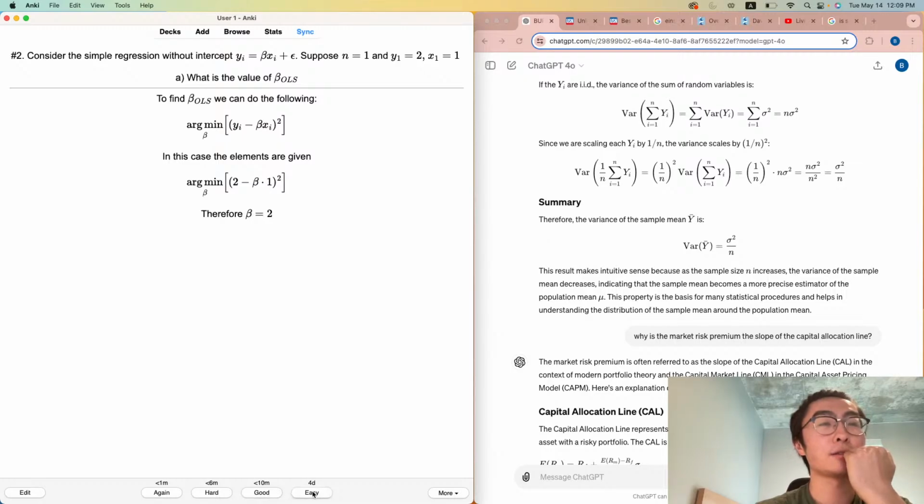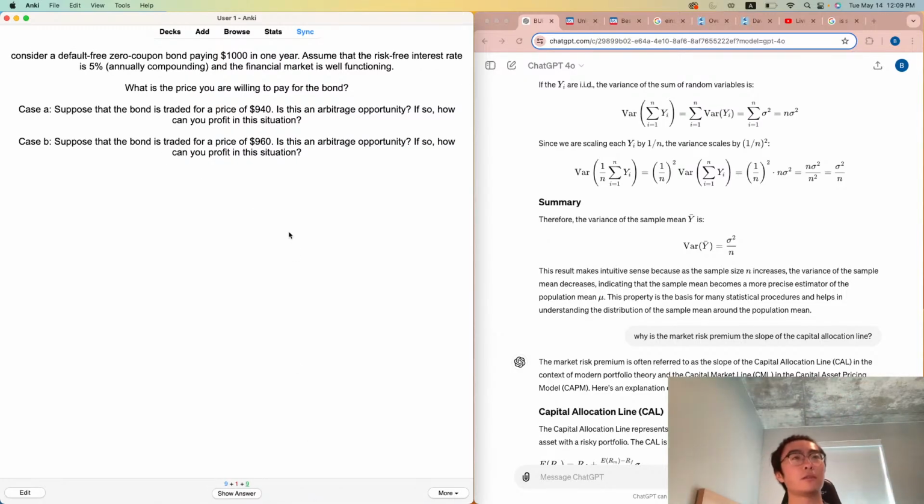Okay, yeah, that's good. Consider a default-free zero coupon bond paying $1,000 in 1 year. Assume that the risk-free interest rate is 5% annually compounded and the financial market is well functioning. What is the price you are willing to pay for the bond? Case A, suppose that the bond is traded for a price of $940. Is this an arbitrage opportunity? If so, how can you profit from this?